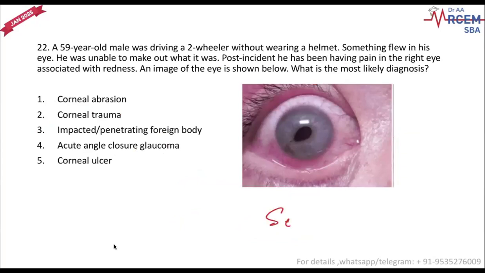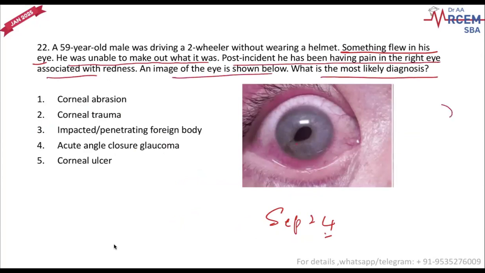A similar question has appeared in September 24. A 59-year-old male was driving a two-wheeler without wearing a helmet. Something fell in his eye. He was not able to make out what it was. Post-incident, the patient is having pain in the right eye. The image is given. What are you seeing?